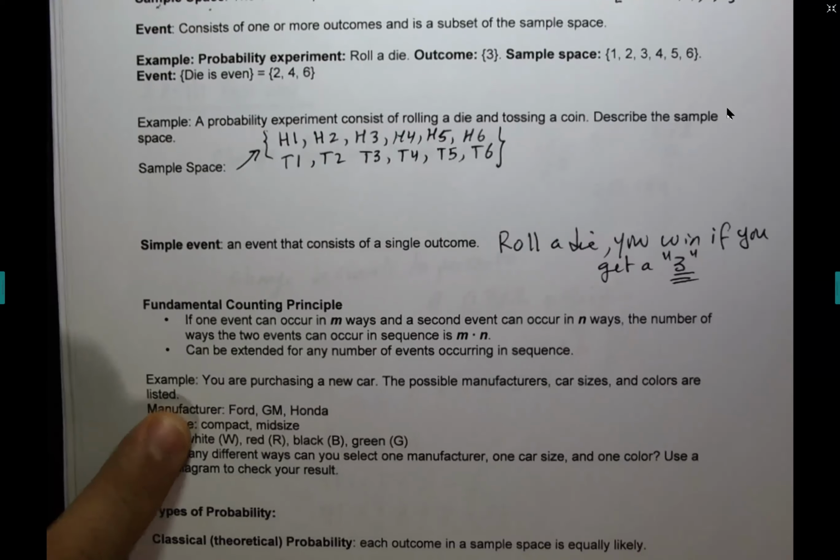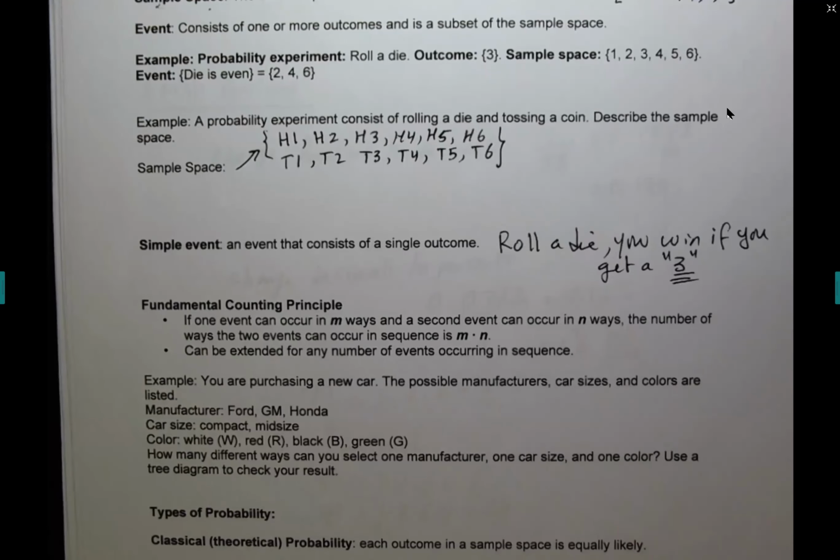You are purchasing a new car. The possible manufacturers, car size, and colors are listed. You have a choice from 3 manufacturers. You have the car size, 2 choices, and you have the color, 4 choices. In how many different ways, guys, can you select 1 manufacturer, 1 car size, and 1 color?